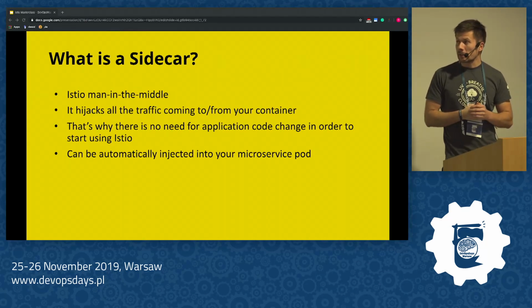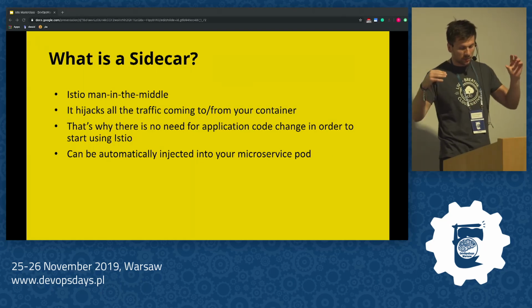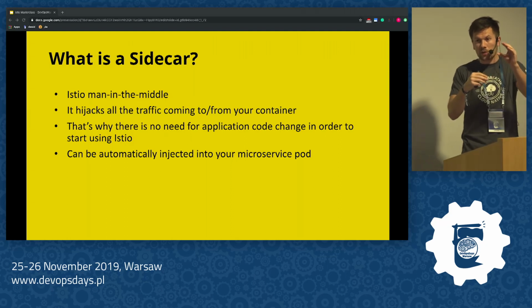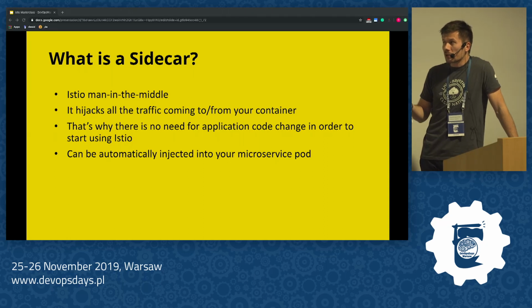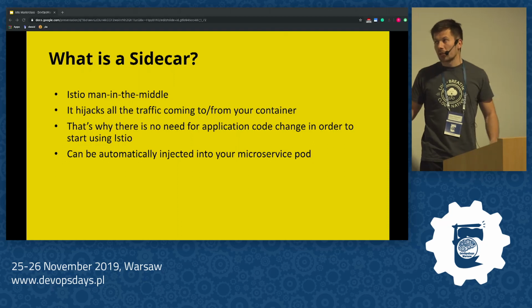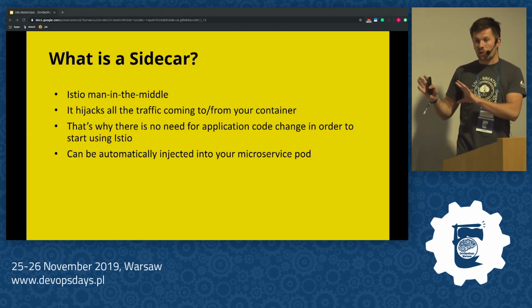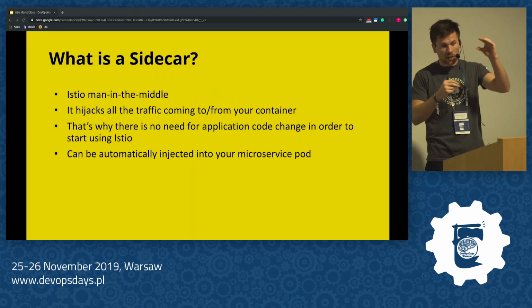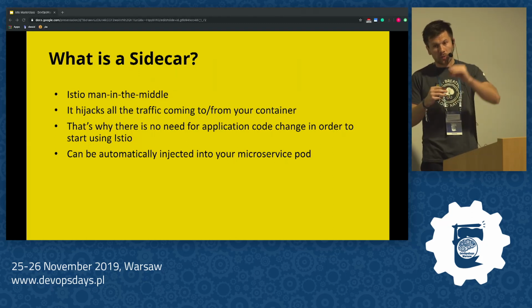So Sidecar, yeah, is Istio's man in the middle. It's in the middle between your microservice and the rest of the microservices, or between the microservice and the network, let's say. And what it does, it hijacks all the traffic coming to and from your container, and that's why all of the Istio features you can get without changing your application and without even changing your deployment, because it basically hijacks all the traffic, right? So it can manipulate the traffic on its own, before it comes back to the microservice or before it comes to the network.